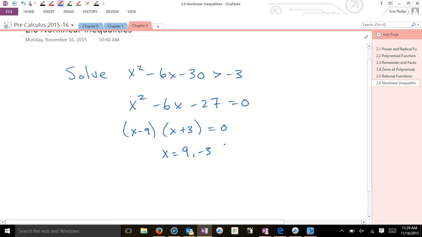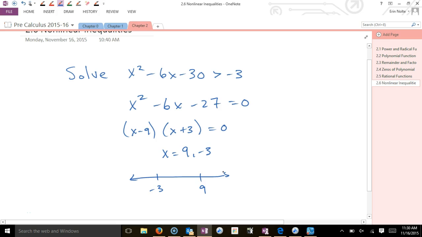Okay, so now what I'm going to do is draw a number line. Whoops, 9 is smaller. And then just do a sign test. Okay, so what's a value that's less than negative 3? Negative 4. We want to use an easy one, right? We don't want to choose too crazy.